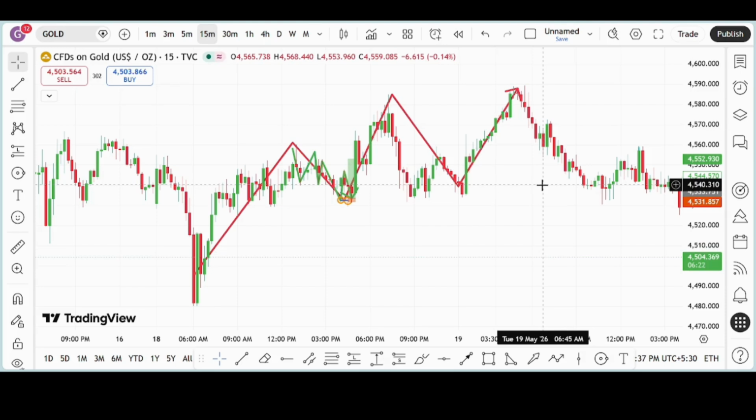Now the question is, why is external liquidity so important? Because this is where huge liquidity pools exist. For example, suppose market is moving bullishly. Above the current market, there is a major swing high. That major swing high becomes external buy side liquidity. Why?